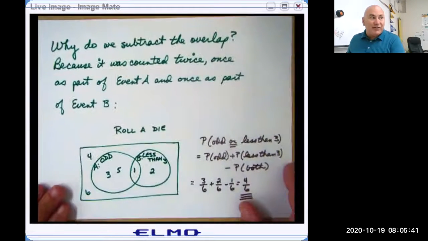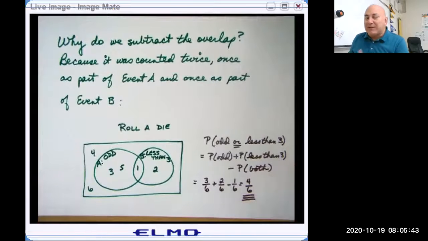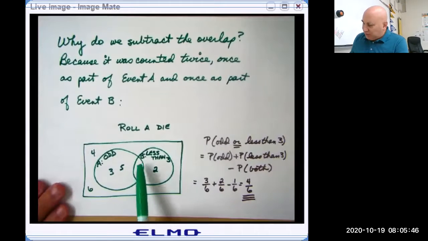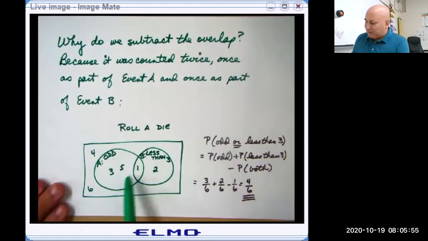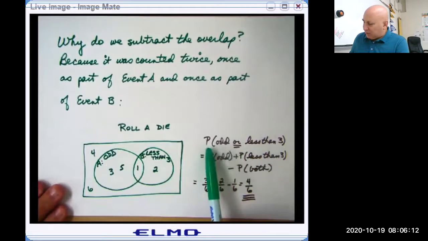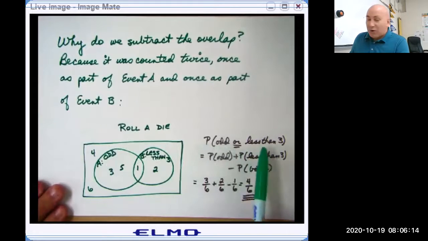Why do we subtract the overlap? We subtract it because it was counted twice. You can see here that this part is counted as part of A, because A isn't just this Pac-Man shape over here to the left. A is this entire circle, and B is this entire circle. If you do that, you count the overlap twice, so we have to take out one of those since it was double counted.